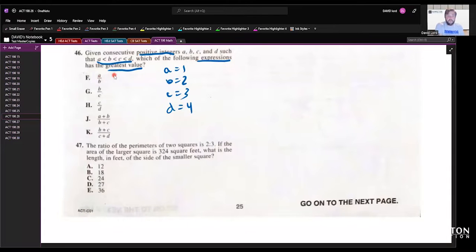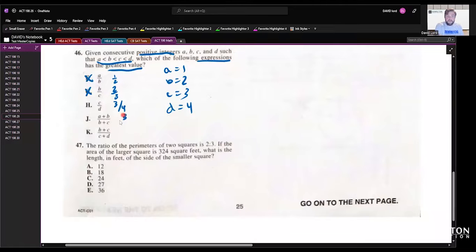So for F, that would be 1 over 2. And then for G, that is 2 over 3. So I know 2/3 is bigger than a half, so I'm going to cross off F. Looking at H, that's 3/4 or 0.75. That's bigger than 2/3, so I can cross off G. And then J and K look more complicated.